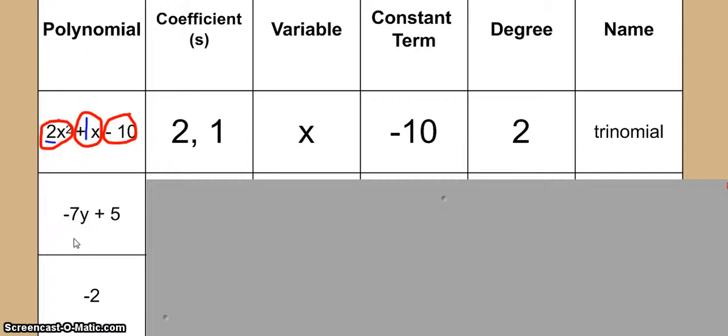In the second polynomial, the coefficient is -7. It's attached to the variable y. The constant term is positive 5 because it is added to the polynomial. The degree of this polynomial is 1, since the highest exponent on the y variable is a 1. This polynomial has 2 terms, so it's called a binomial.